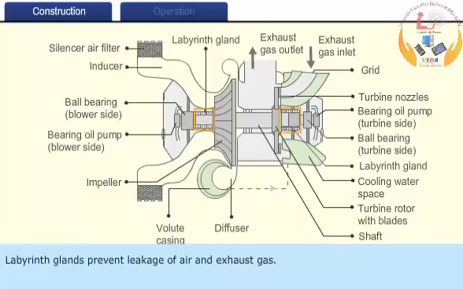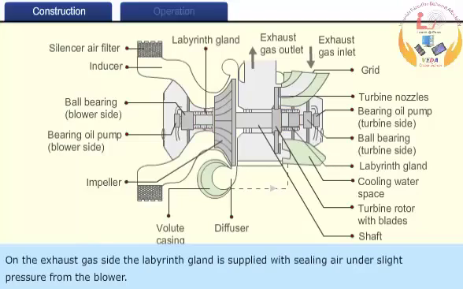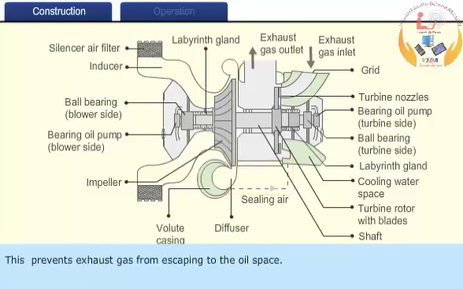Labyrinth glands prevent leakage of air and exhaust gas. On the exhaust gas side, the labyrinth gland is supplied with sealing air under slight pressure from the blower. This prevents exhaust gas from escaping to the oil space.